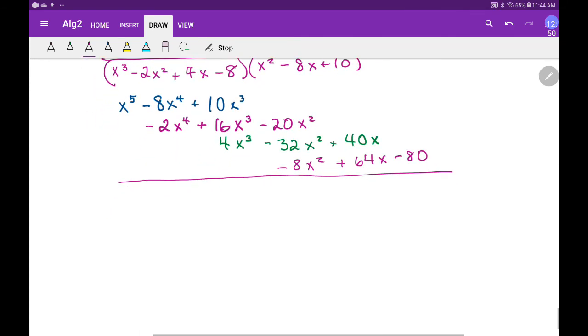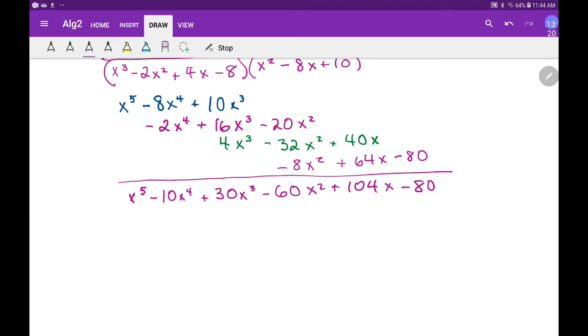Well, here we go. We have a leading coefficient of 1 like they asked for. X to the fifth minus 10x to the fourth plus 16 and 4 is 20 plus 10 is 30. X to the third. We have negative 8 and negative 32 is negative 40 plus negative 20 is negative 60. X squared. 40 and 64 is 104. X minus 80. All right, that is a polynomial with 5 roots.